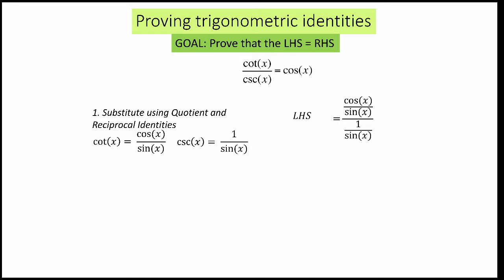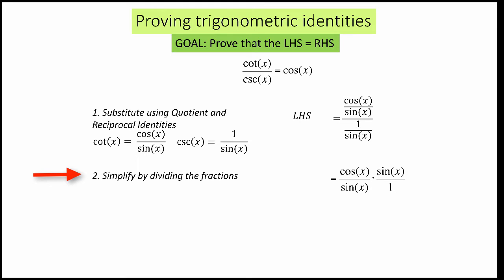So I'm going to do the substitution, and in the numerator I've replaced the cotangent with cosine over sine, and in the denominator I've replaced the cosecant with 1 over the sine of x. Now I'm going to go ahead and simplify that and then figure out what my next move will be. So this is a complex fraction where I'm dividing. So I'm going to simplify by dividing the fractions.